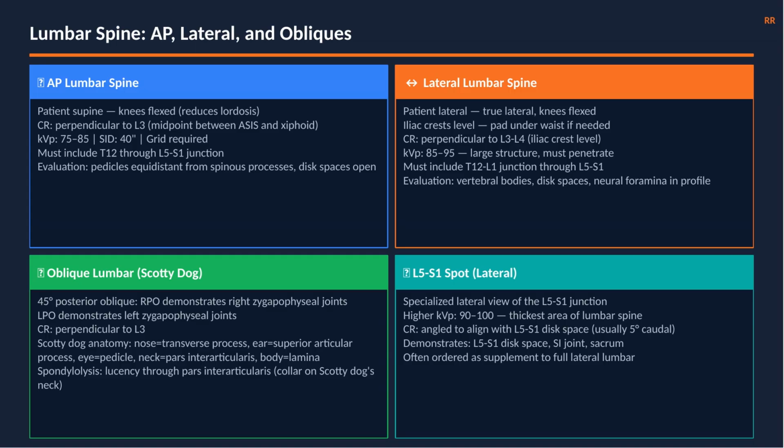Scotty dog anatomy. Nose, transverse process. Ear, superior articular process. Eye, pedicle. Neck, pars interarticularis. Body, lamina. Front leg, inferior articular process.